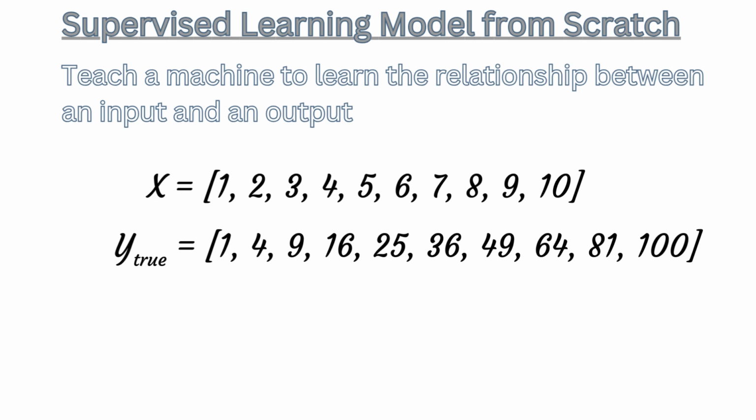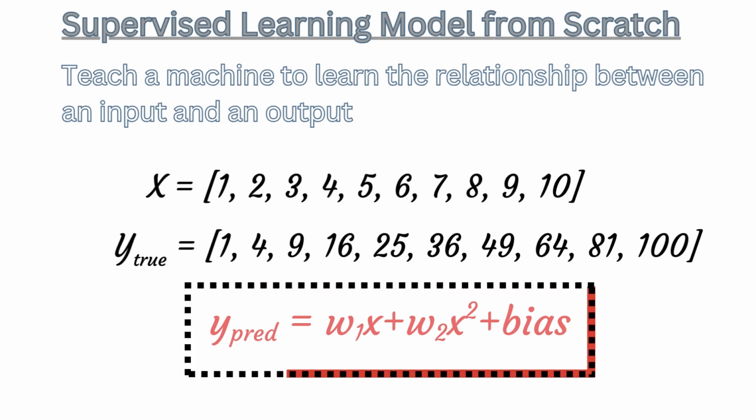We're going to build a polynomial model, meaning that instead of just a line, it can learn curves defined by y predicted equals w1 times x plus w2 times x squared plus bias. That gives us enough flexibility to capture the actual relationship. Don't worry, we're still keeping things simple and interpretable.